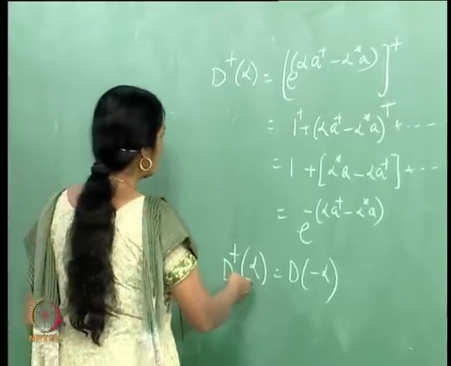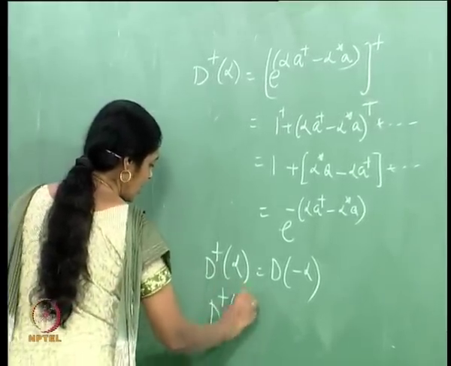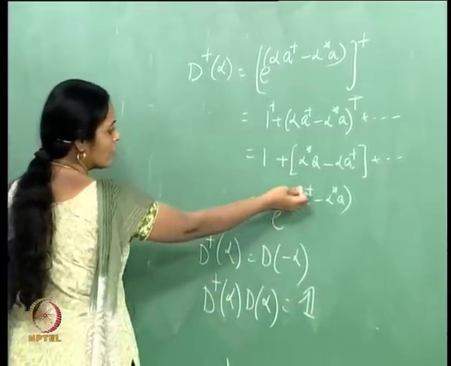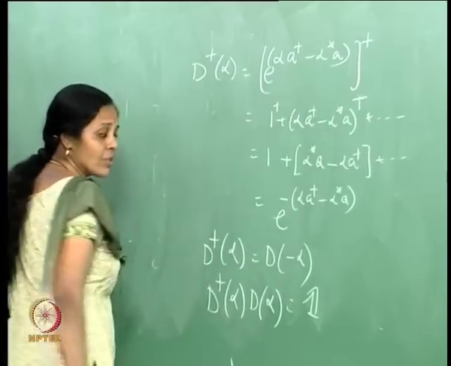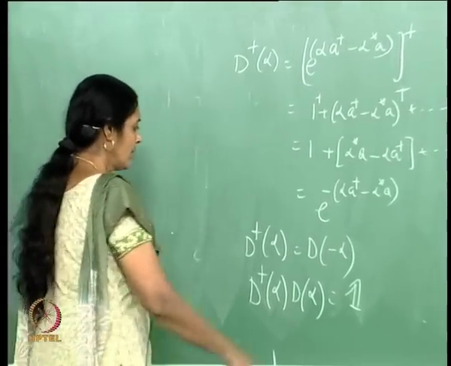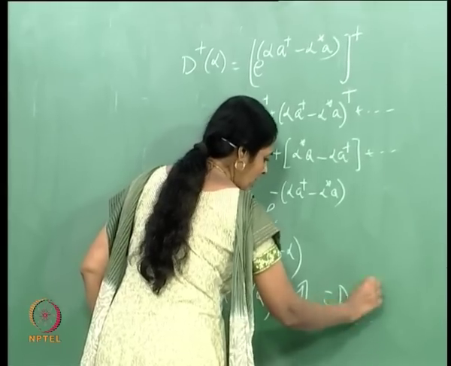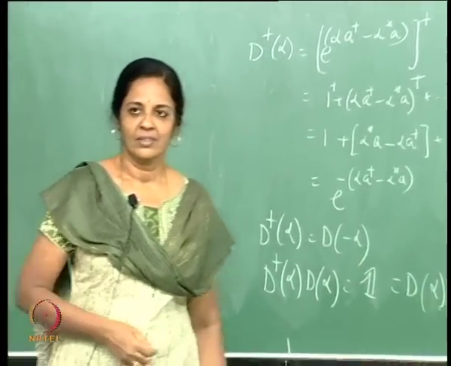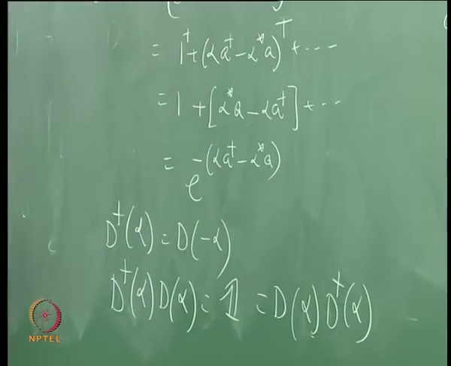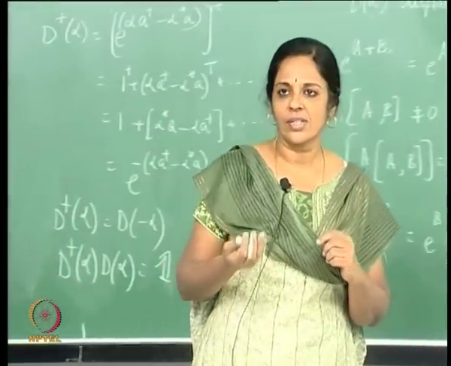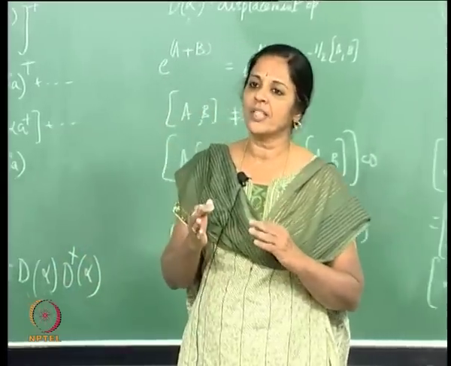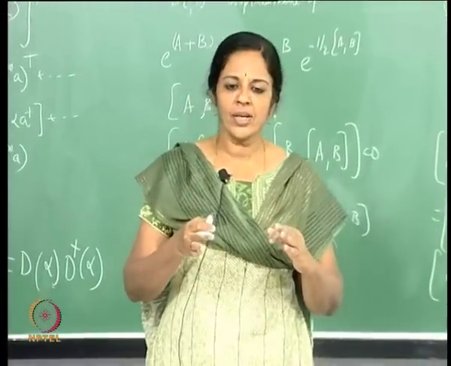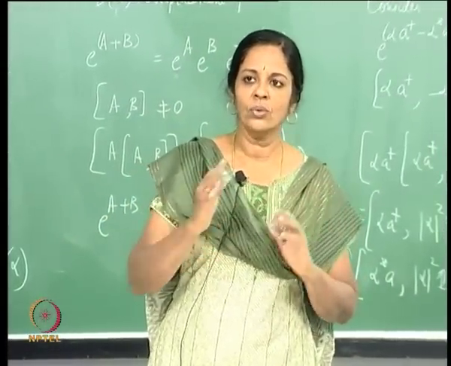But d dagger of alpha times d of alpha is identity, because it is exponential of minus an operator times exponential of plus the same operator. It is equally true that d of alpha times d dagger of alpha is the identity operator, and therefore this rings a bell. I seem to have done a unitary transformation. The unitary operator in this case is the displacement operator d of alpha. The unitary transformation has taken ket 0 to ket alpha.